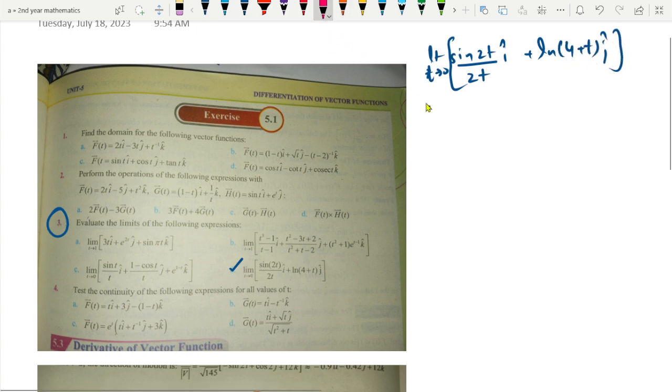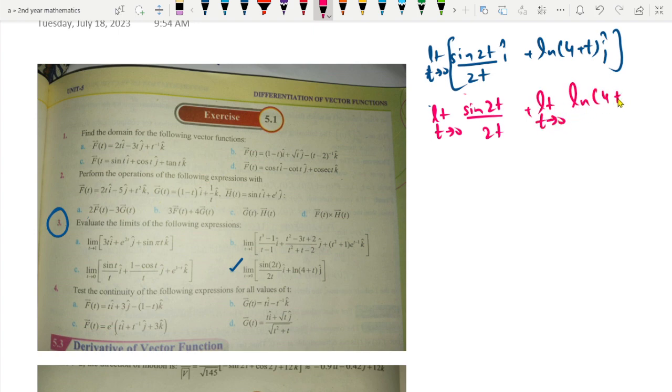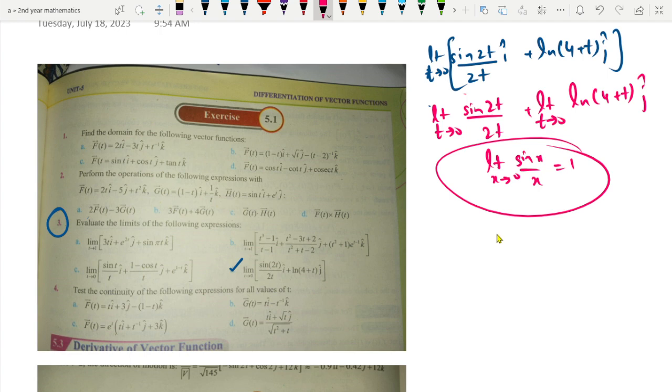By applying these limits, this will become limit t approaches 0 of sine of 2t divided by 2t plus limit t approaches 0 of natural log of 4 plus t j. Applying limit, we know that limit x approaches 0 of sine of x divided by x is equal to 1. So this will become 1, and this will become natural log of 4 plus 0, natural log of 4j. So this will become i plus natural log of 4j. So this is our final answer.